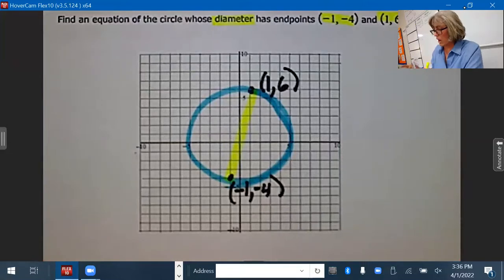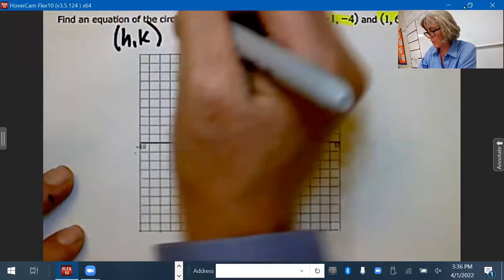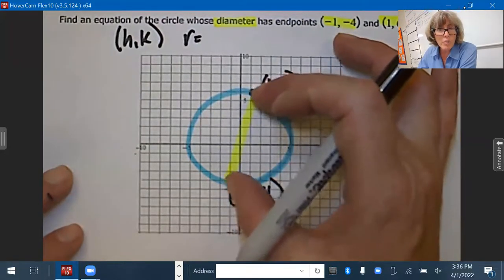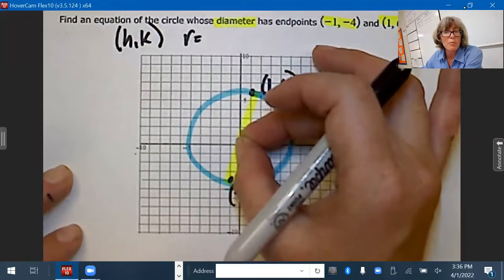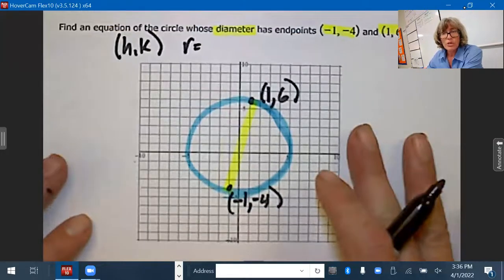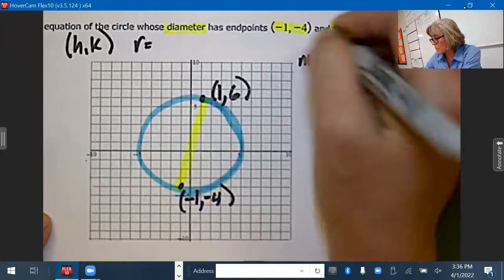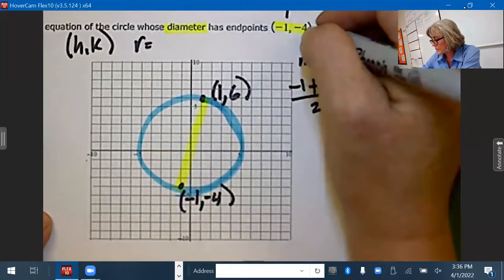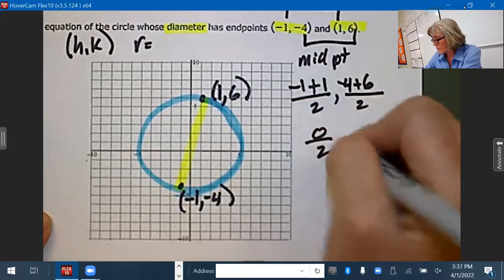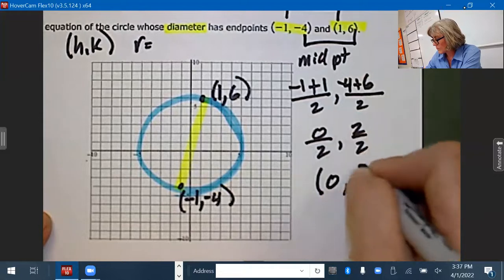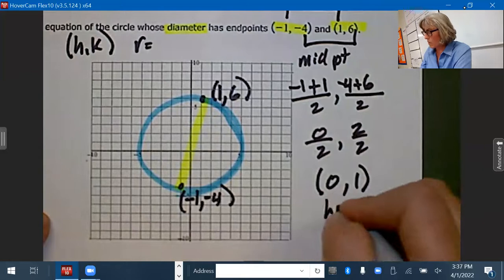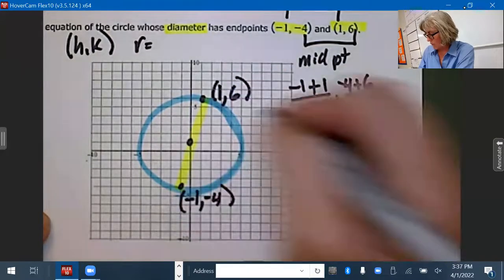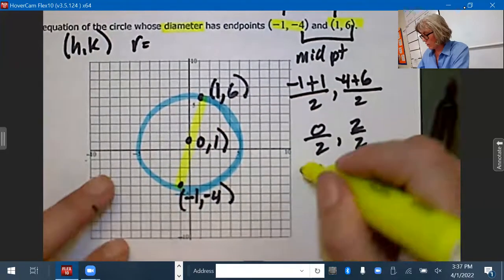There's only two things you need for an equation of a circle. You need a center, which is HK, and you need a radius, neither of which you have here. But what you want to notice here is in this diameter, if you found the middle of the diameter, you find the center of the circle. So we're first going to find the midpoint between these 2 points. Add the x's, divide by 2, add the y's, divide by 2. If you've done this correctly, you have found the midpoint of your diameter, which is also going to be your HK. And if you've graphed it properly, it actually looks like the center of the circle. So I have 0, 1 as the center of my circle, which is now my HK.